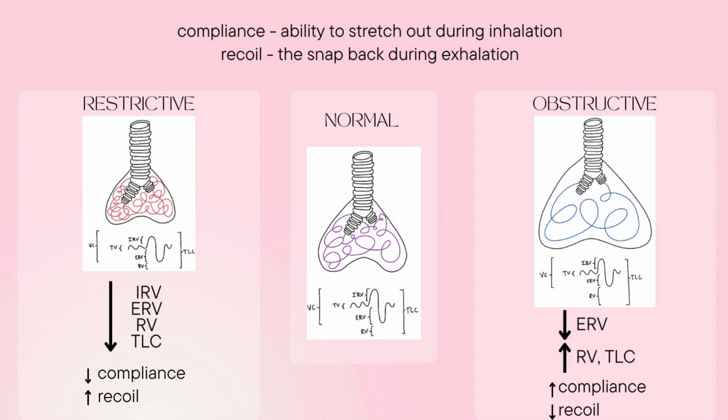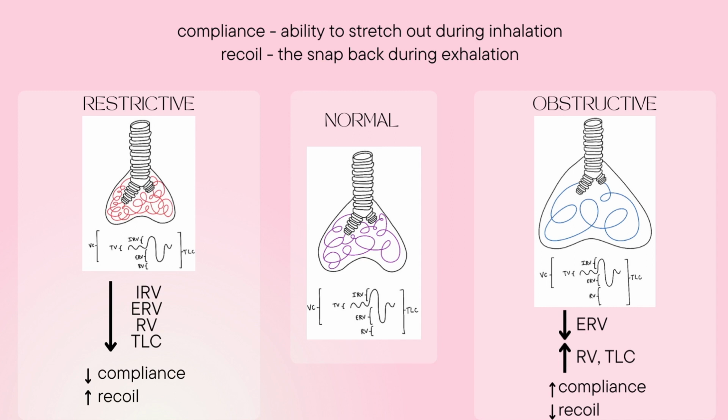These pictures show compliance based on how large or small the lung is. For restrictive, the lung is very small compared to the normal, and the obstructive is very large compared to the normal. So compliance is greater in obstructive. It has a larger space. So obstructive disorders have greater compliance, which is observed by the larger space of the lungs.